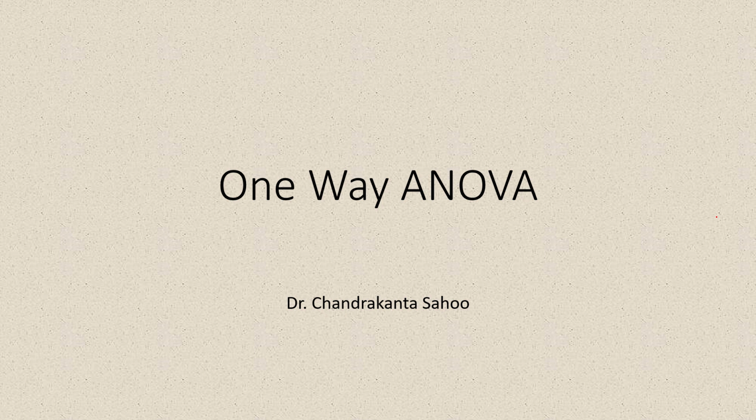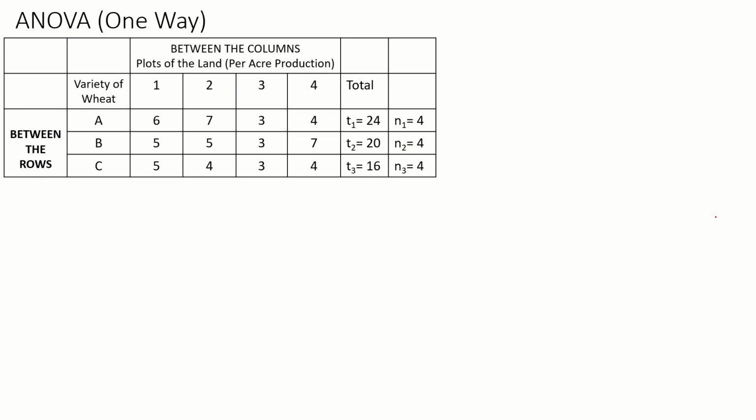Hi, welcome back. In this lesson, we are going to use a case to understand one-way ANOVA. So this is the case we are going to deal with. There are three varieties of wheat, A, B, C, and these wheats are shown in four different types of plot. These are the plots of the land. Four different lands are there.